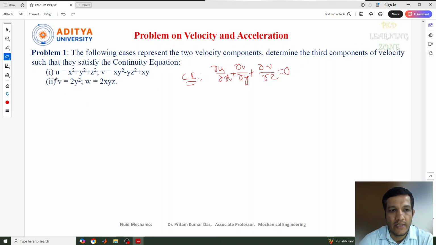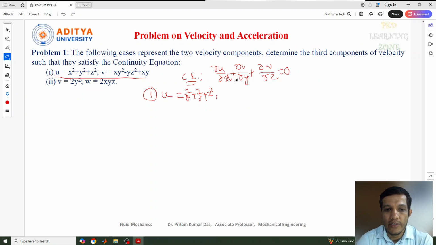So the first condition, let us take condition 1. In condition 1, u equal to x square plus y square plus z square. We can put the value of this u in this equation. So you can directly do one thing: we'll find del u by del x, that means the derivative of this u with respect to x. If you do that, the derivative of x square gives 2x, and the remaining part will be 0. So we get del u by del x equal to 2x.